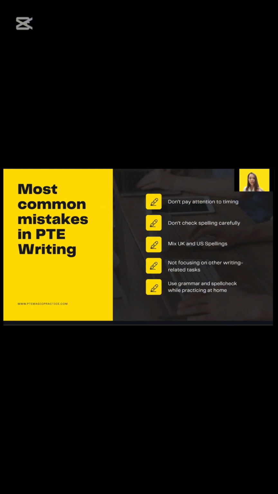Okay, so in PTE, if you choose one spelling, then you have to stick with it. Just one spelling throughout the whole writing. You can't mix two. If you choose UK in one summarizing text, then you have to write the whole text in UK spelling. If you choose US in another summarizing text, then you have to write in US. You can't mix two spellings in one task.